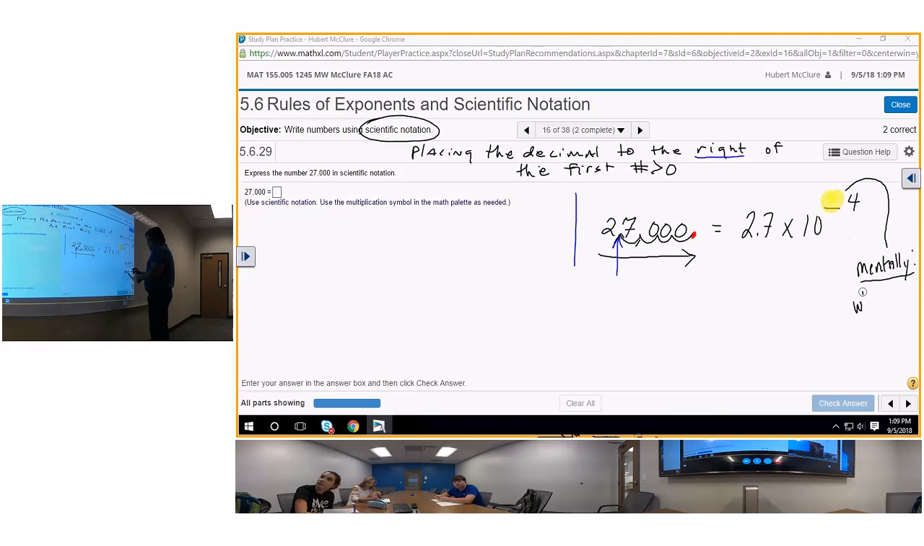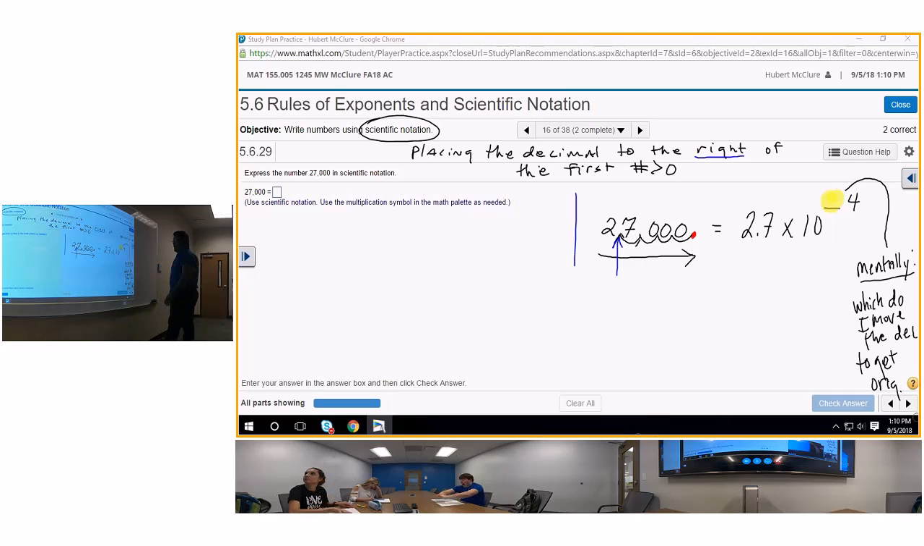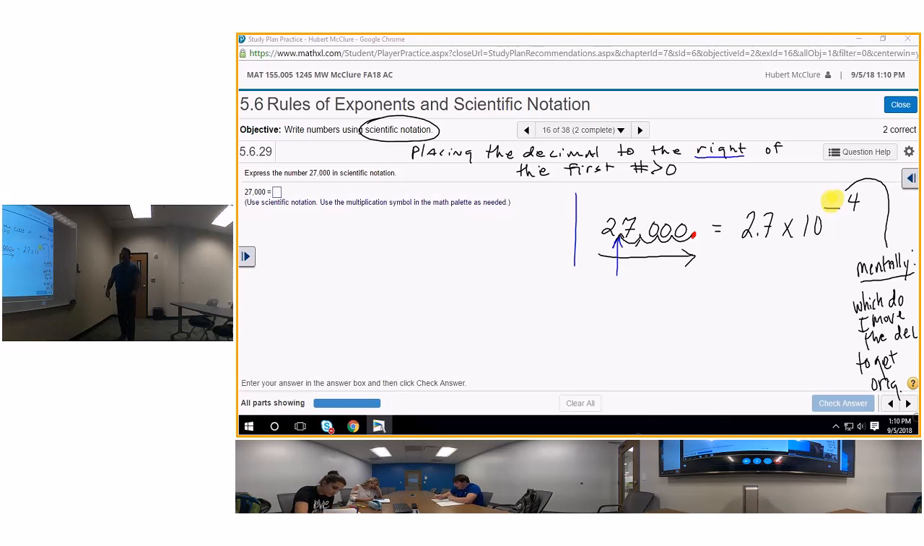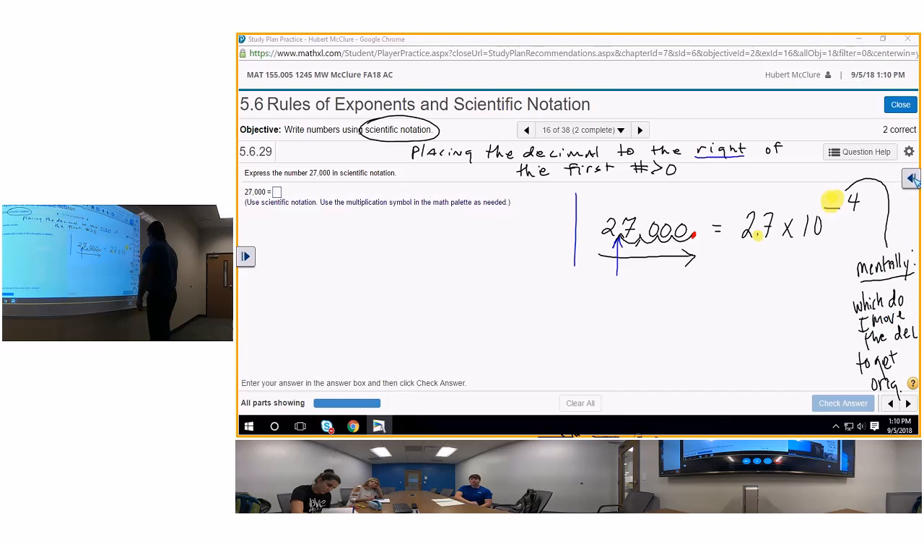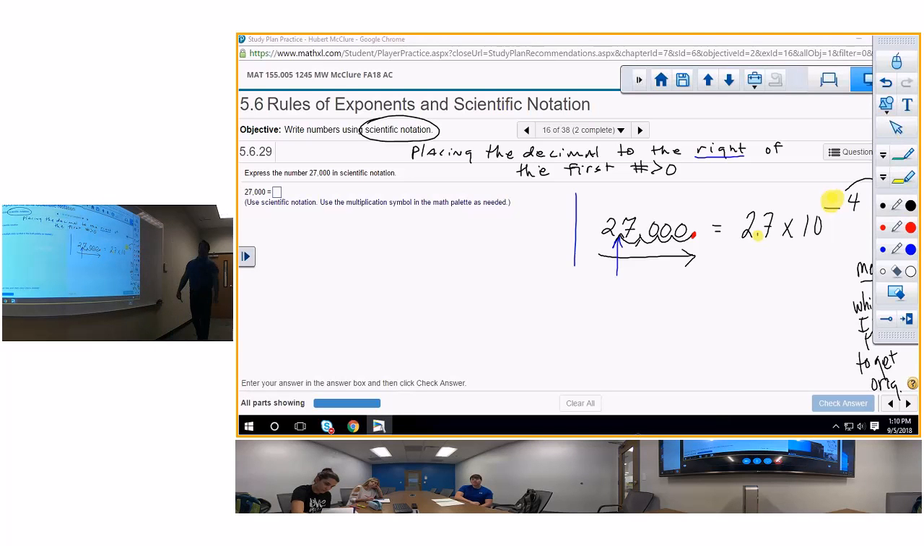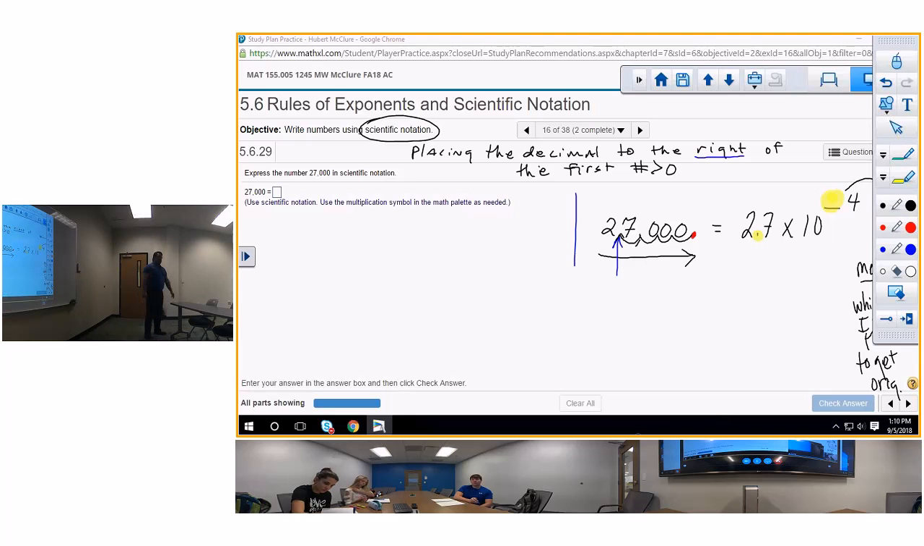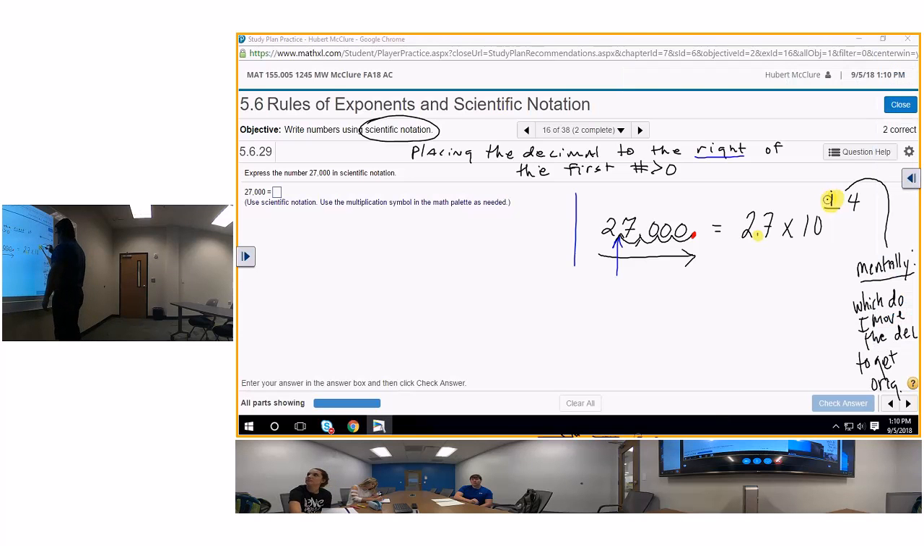Which way do I move the decimal to get original? You write that out however. Which way do I move the decimal? This decimal right here, I'm going to highlight it. We're doing it mentally. Which way do I mentally move that decimal to get it back to the way it was in the original problem? To the right. What is right? Positive or negative? Positive. So you're going to put a positive right there.